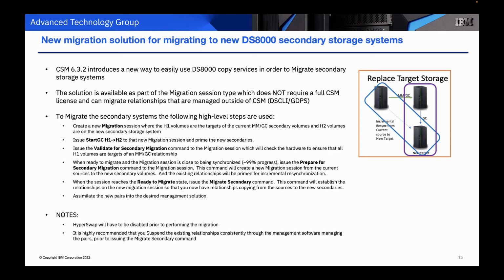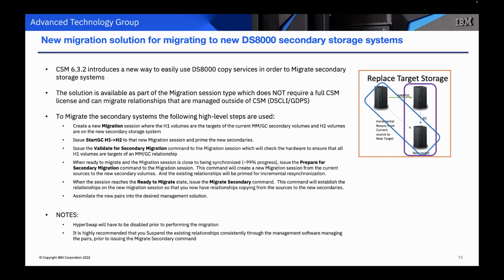So what the solution does is it's involving our migration session type. We introduced the migration session type a couple of releases back. It does not require a CSM license. So I repeat, this solution does not require you to actually purchase CSM. CSM comes pre-installed on the DS8000 HMC, and with that, the migration session is available for you to use. So this solution will work even if your existing relationships are DSCLI based, GDPS based, or CSM based. It does not matter. This solution will help you create the new relationships between your source and your new targets.